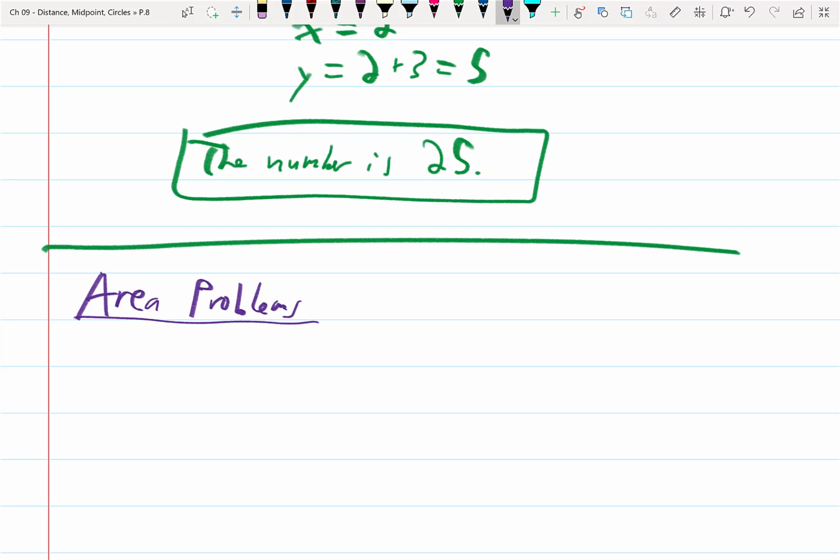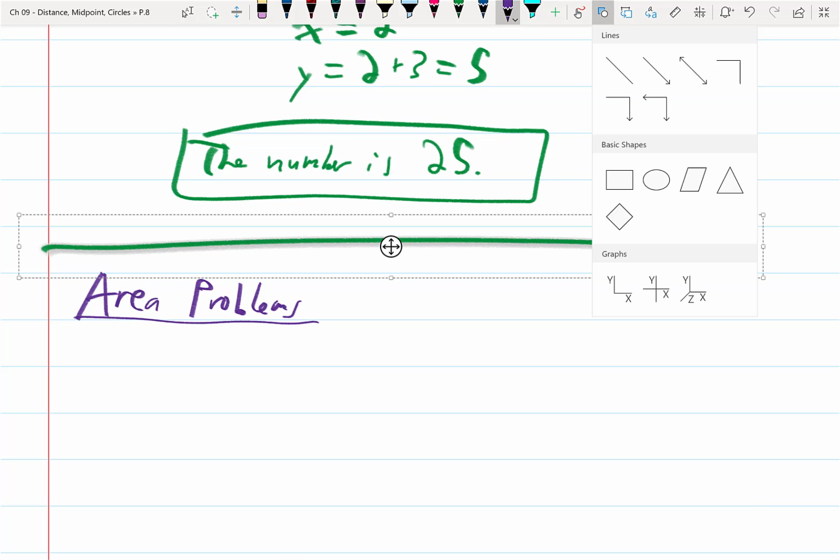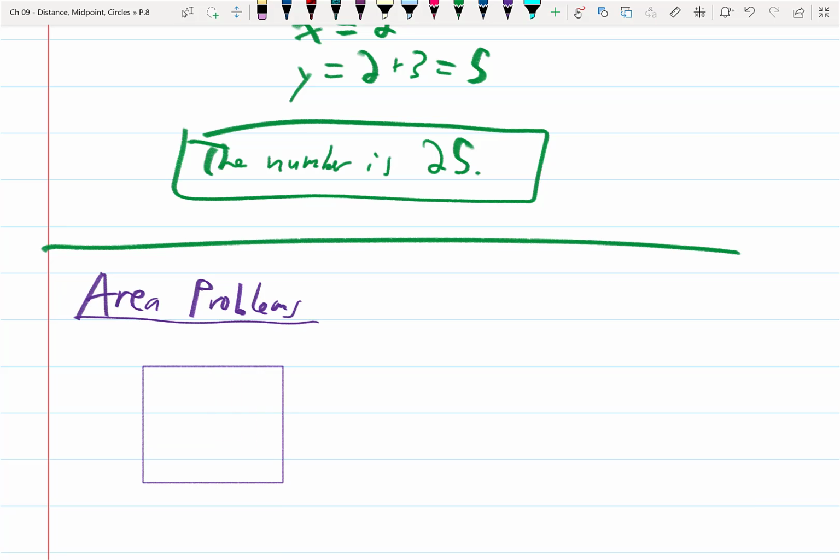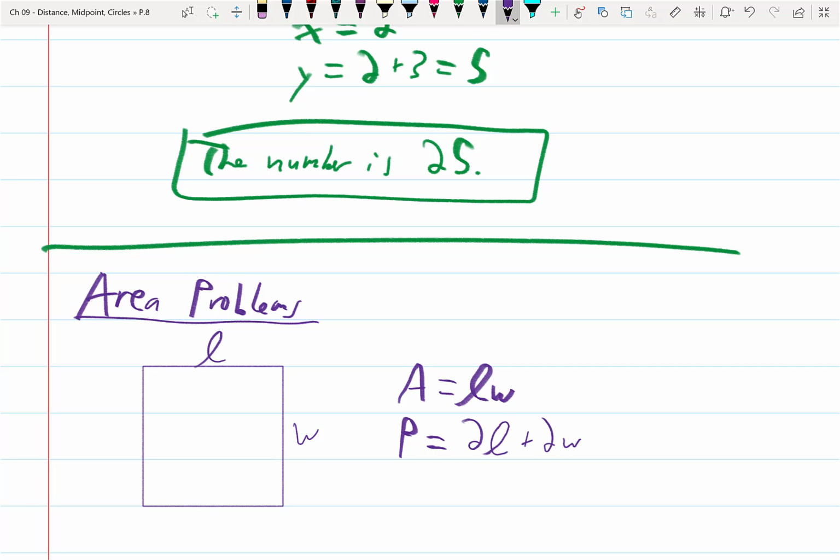So in these problems, make sure that you are showing lots and lots of space. Area problems. You guys know 2 things about this right away. If that's a rectangle, you know that its area is equal to length times width, and its perimeter is equal to 2L plus 2W, or 2 times the quantity L plus W. When you take just L plus W, that's called a semi-perimeter. That's not a perimeter. Don't go there.